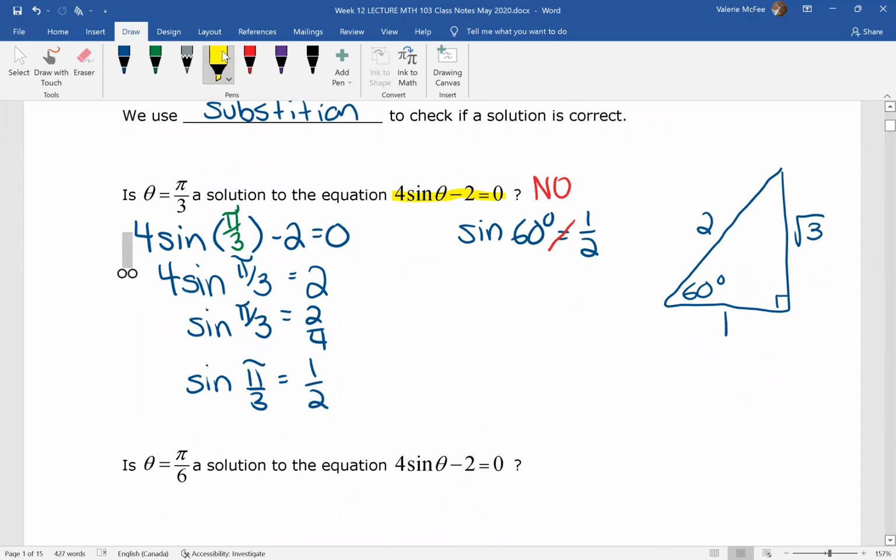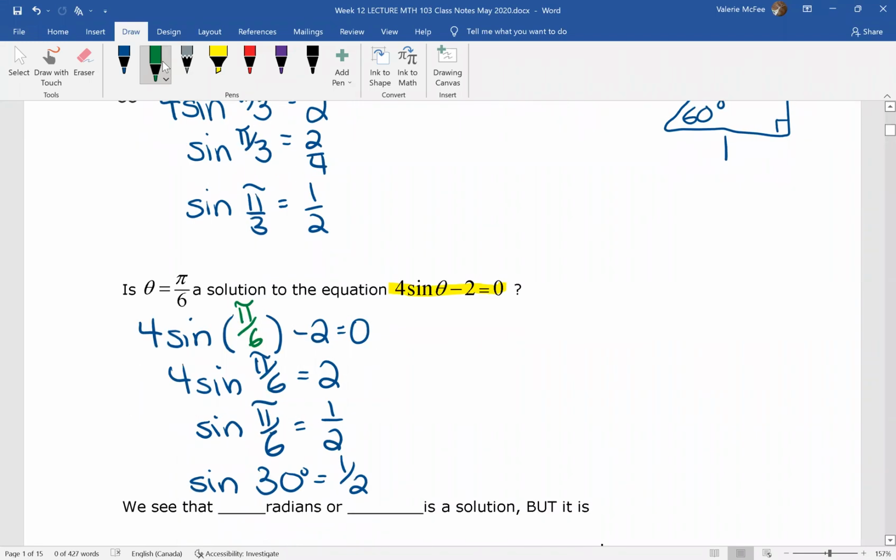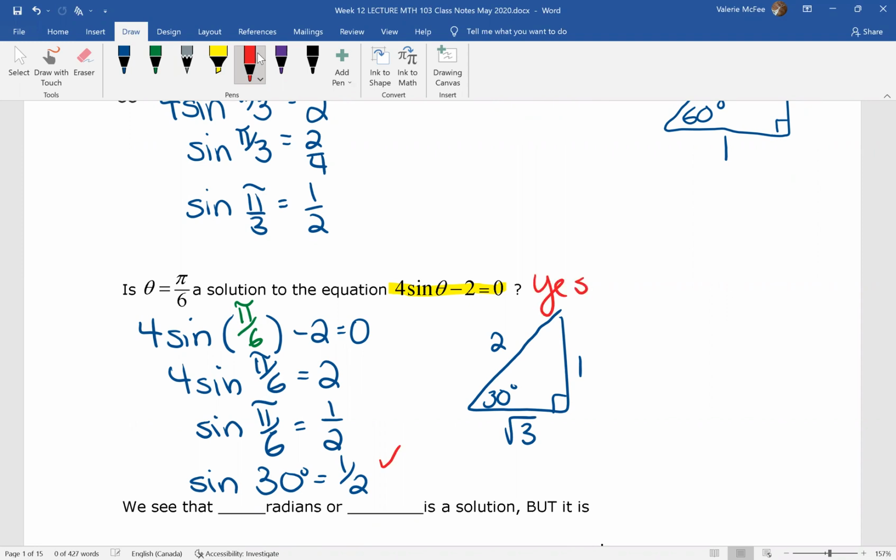So we're given the same equation and we're asked to check, is theta equals pi by 6 a solution? Why don't you do the substitution here? So again, you use substitution. You found that sine of pi by 6 radians equals 1/2, or sine of 30 degrees equals 1/2. You can check using your point on the unit circle, the chart, or the triangle. And we see that yes, sine of 30 degrees, y over r, is equal to 1/2. This is a true statement. So yes, this is a solution.